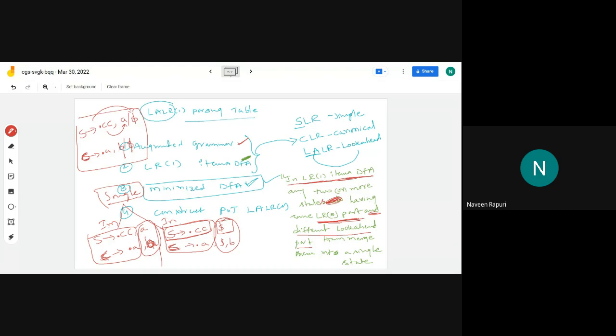After minimization, we can directly construct the parsing table. We'll take one example.